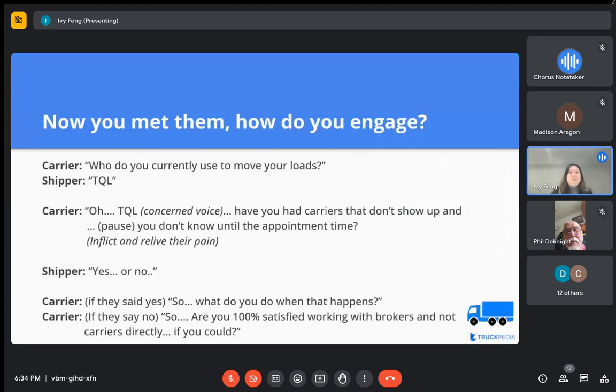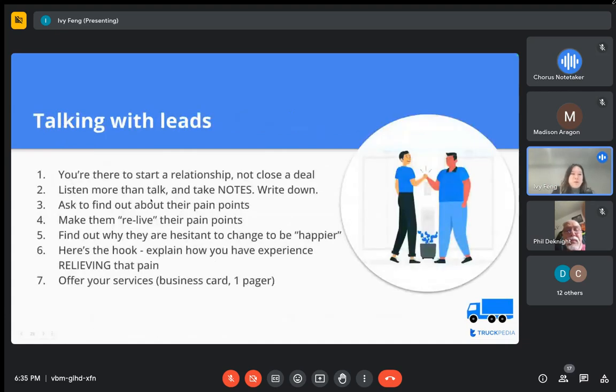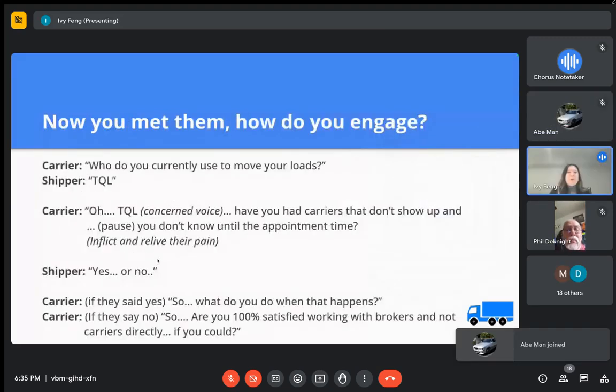So this is just an exercise. Now you met them, right? How do you engage? Again, a lot of times people are really excited. They want to just get to the load, but we're going to use these pain points to dive into how we're actually going to go about engaging them. How do we talk to them, right? So let's go from here.